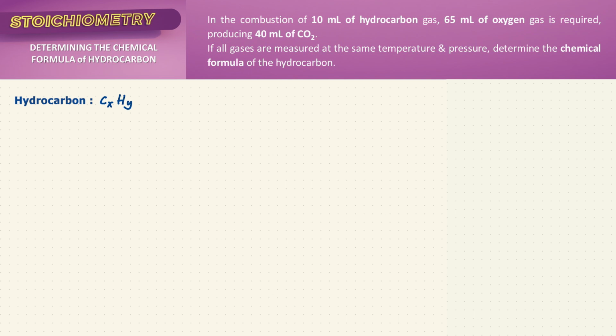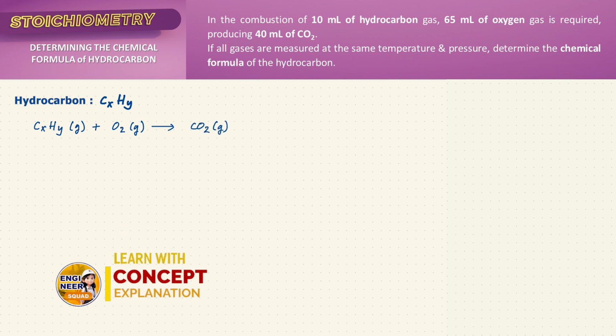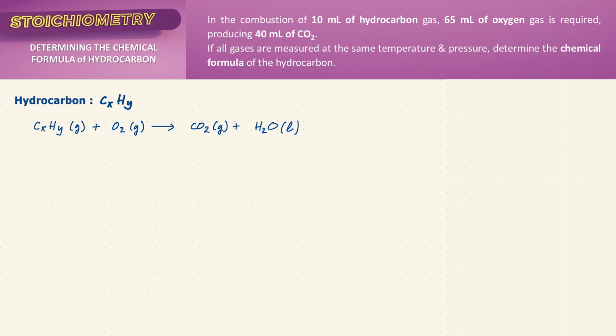Next, we will write the chemical reaction as follows. CxHy reacts with oxygen to produce CO2 and H2O. We will assign coefficients to each molecule in this reaction. For the hydrocarbon, let's assign A as the coefficient. For the oxygen, we put B as its coefficient. For CO2, we assign C as the coefficient, and for H2O, we put D as its coefficient.